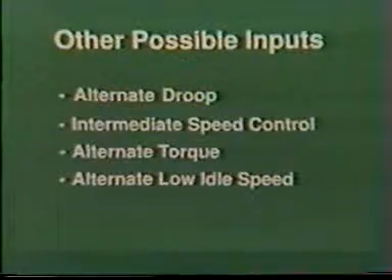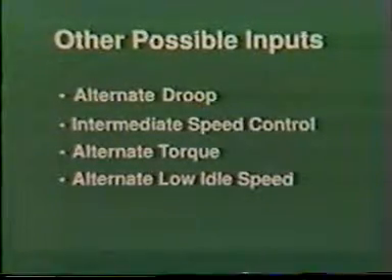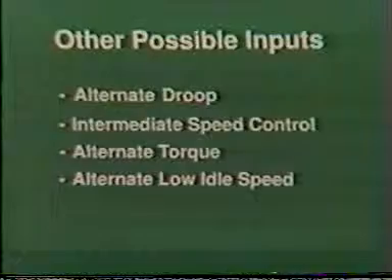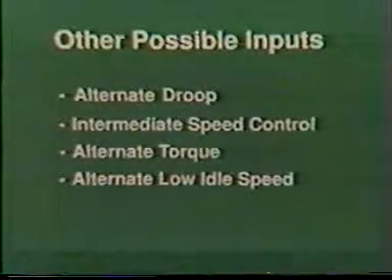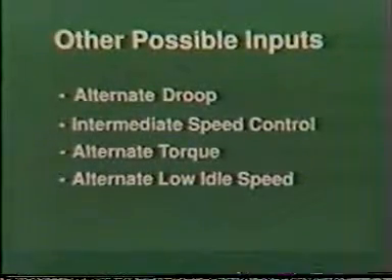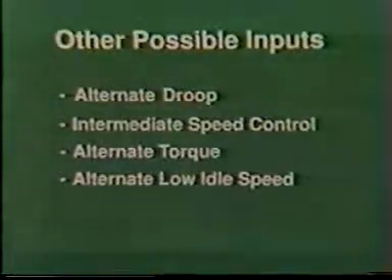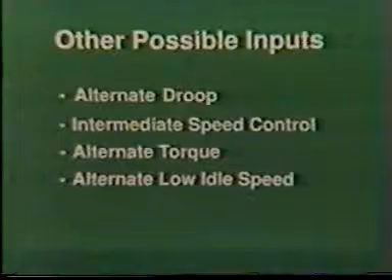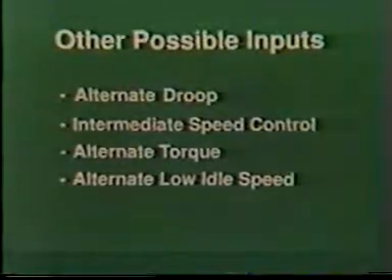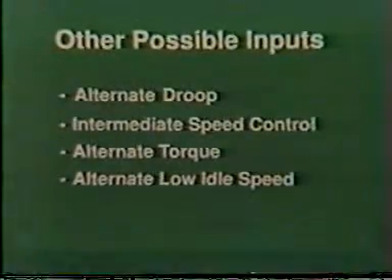The other possible feature inputs modify engine operation and are provided by switches. The intermediate speed control feature will be discussed later. Some of these inputs are alternate droop, intermediate speed control, alternate torque, and alternate low idle speed.